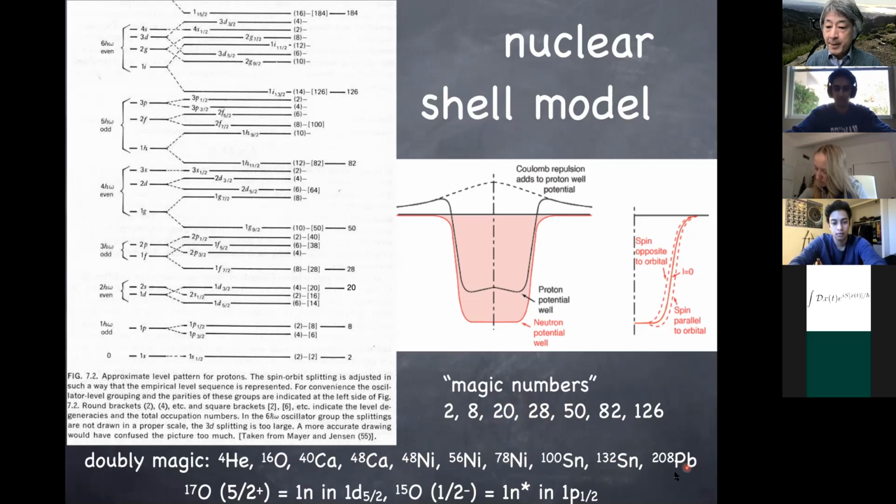And the largest doubly magic nucleus we know is lead-208. And so that's the way you can understand why these particular nuclei are especially stable.